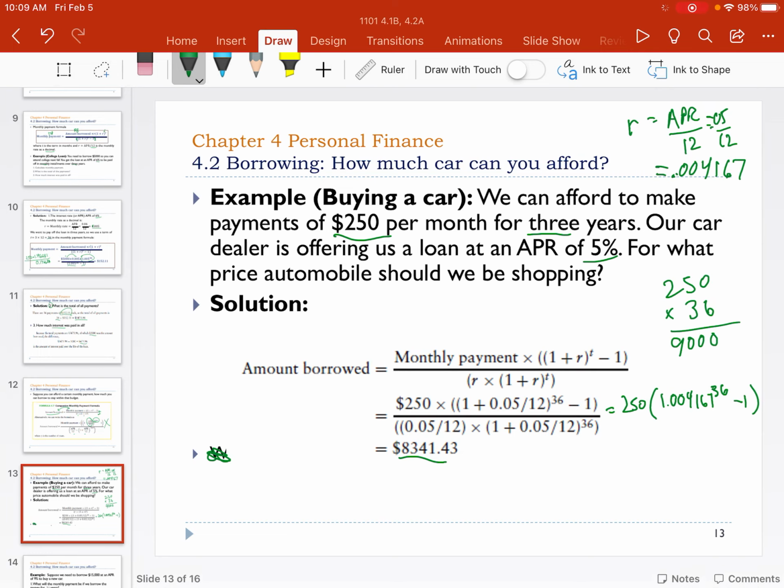Subtract 1. Notice the 1 is upstairs. And subtract, the 1 is now upstairs, not downstairs like before. Everything's kind of backwards and upside down. Now we have our 0.05 over 12, which is just your basic 0.004167.